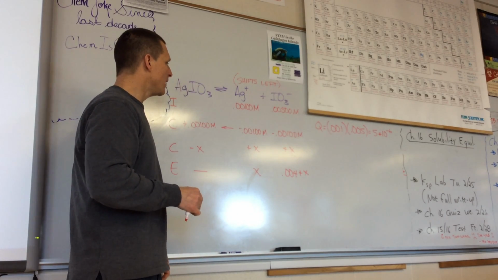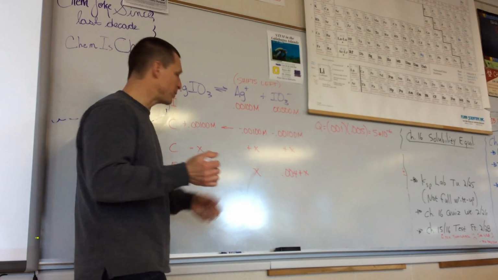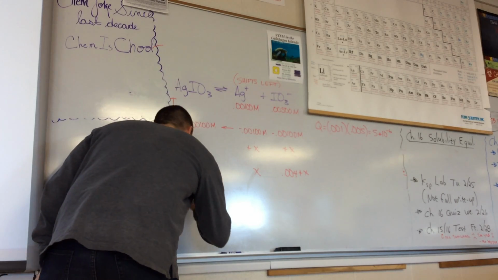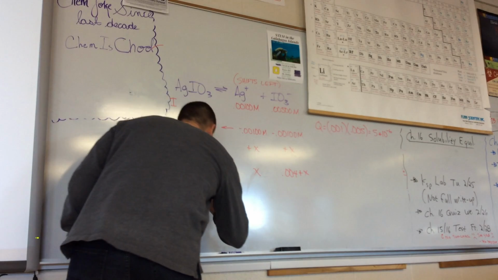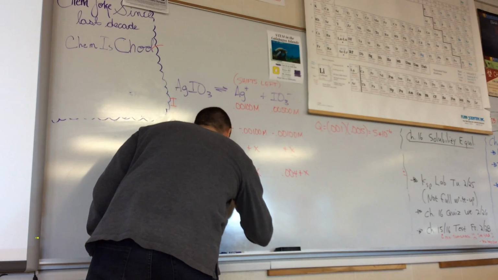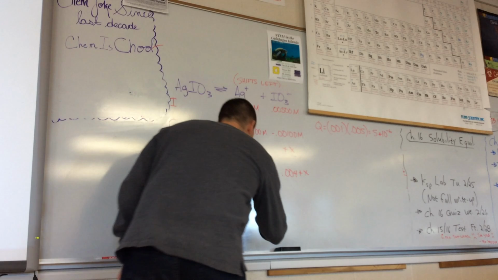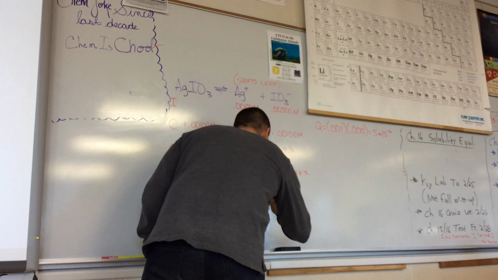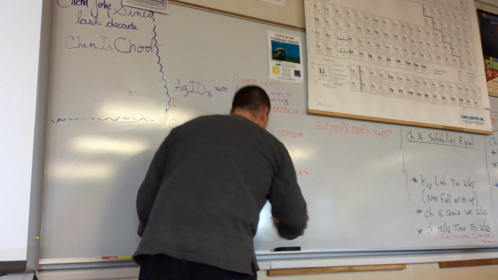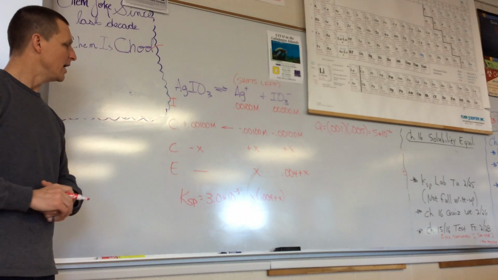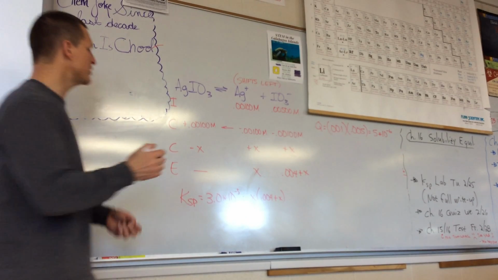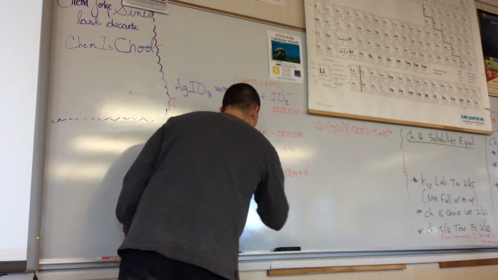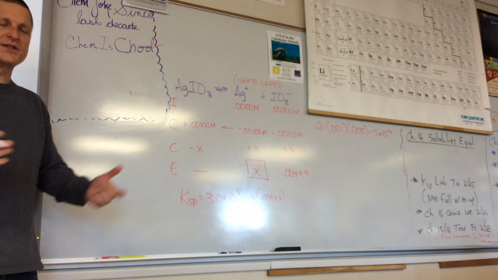Now, this makes the math super easy. Let's take a look at the math on it. The KSP, which is given to us, 3 times 10 to the negative 8, equals the products, x times 0.004 plus x, over the reactant, which is just a solid. And that's it. Solve for x. The question was, what is the concentration of silver? That's that value. When we solve for x, we have it.